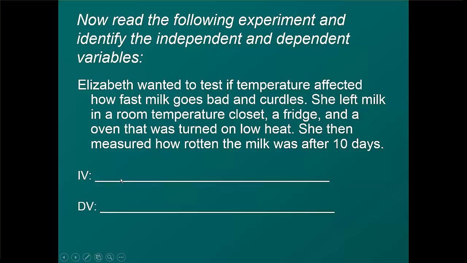All right, the independent variable is the temperature our milk is stored. In this case, it's just a closet, a fridge, or an oven. It's not an exact temperature, but I guess you probably could get that. The dependent variable is how rotten the milk was. In other words, how much smell was there, how much it curdled, the amount of curdling. That'd be kind of hard to measure, but you could probably give it some kind of a rating scale.